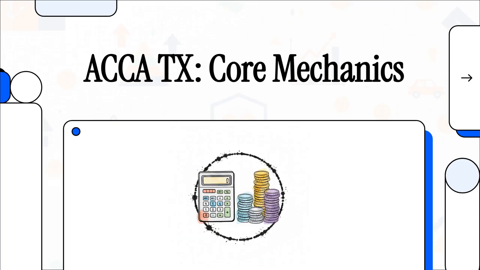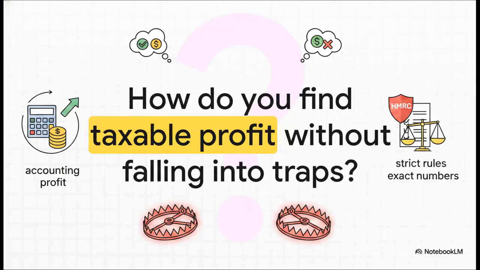So, we're going to strip away all the confusion, act as a bit of a rescue mission for both your sanity and your grades, and focus purely on those high-yield concepts you need to score maximum marks. So here's the ultimate question, right? How exactly do you turn standard accounting profit into taxable profit without falling right into the examiner's traps?